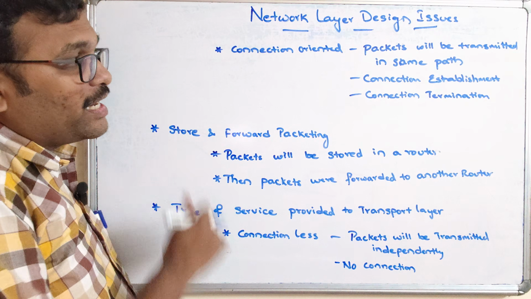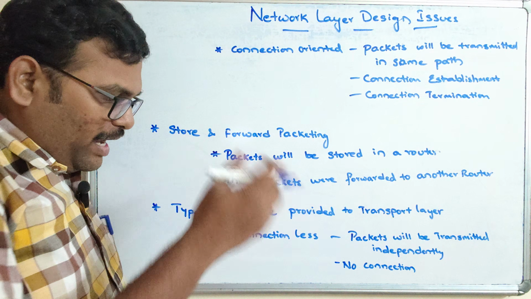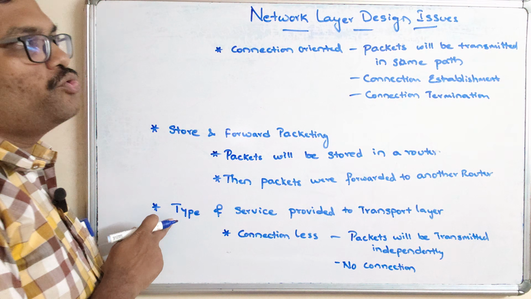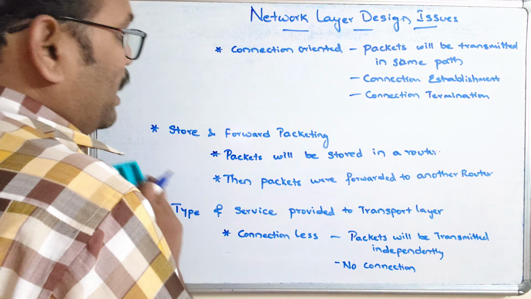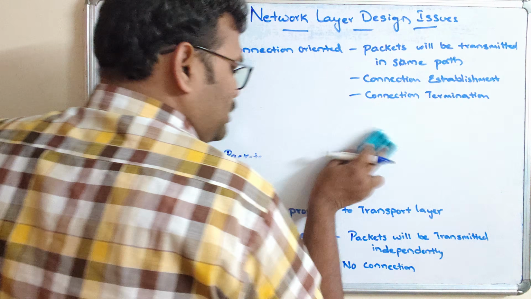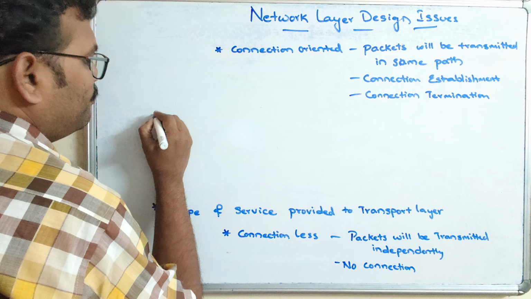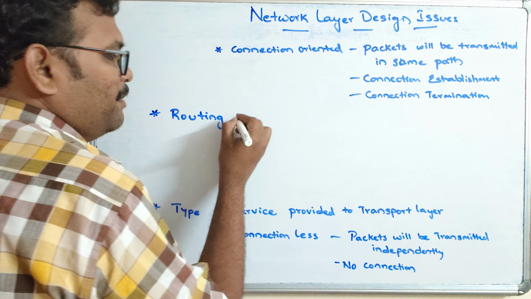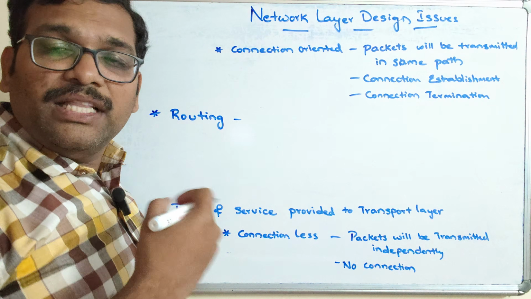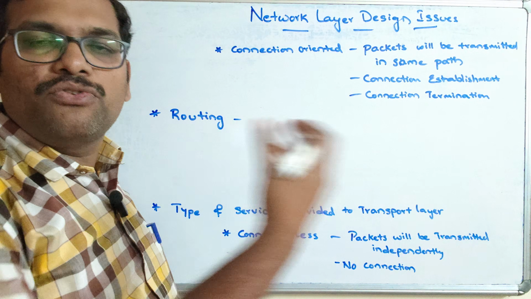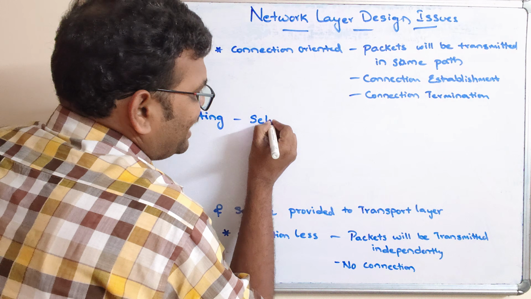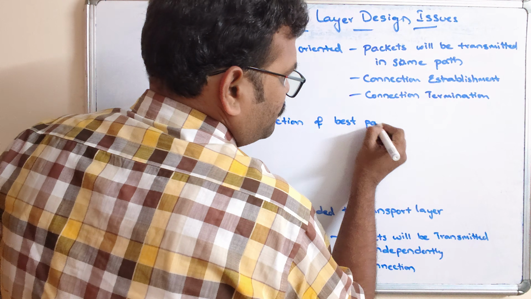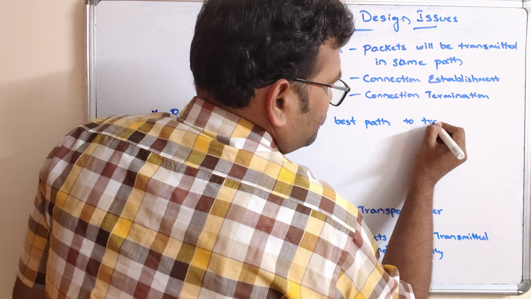It says what type of service it is providing, either connectionless or connection oriented. So that is one more design issue of network layer. And then the next design issue is routing, most important. Routing means choosing the best path to transmit the packets to the destination, the selection of the best path to transmit the packet.